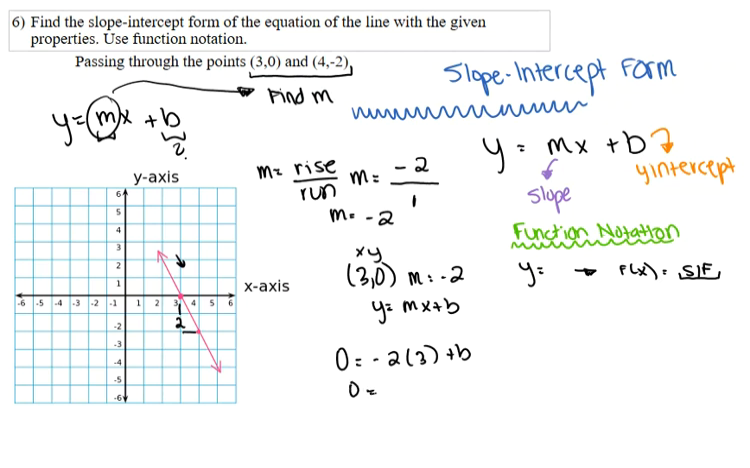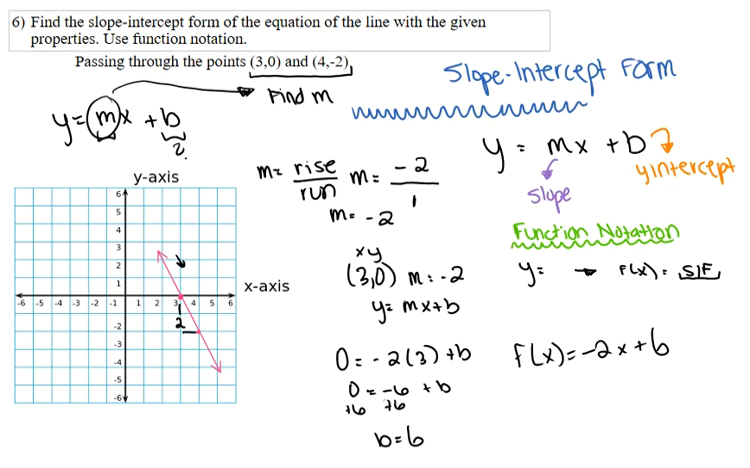So 0 is equal to negative 2 times 3, which is negative 6, plus b. Add 6 to both sides so we isolate that b, and we get that b is equal to 6. Now that we have our b and an m, we can write this in function notation slope-intercept form. Instead of y equals, we start with f(x) equals our m, which is negative 2, x plus our b, which is positive 6.